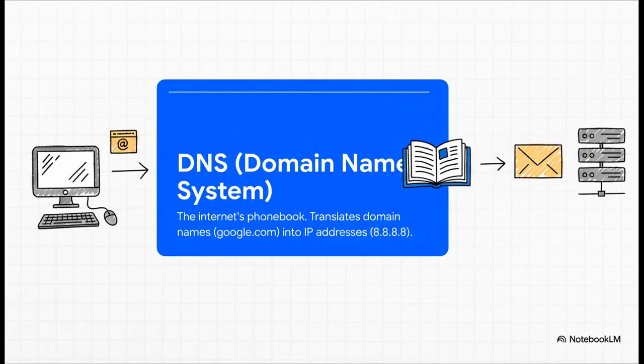And the solution to this problem is something called the DNS, or Domain Name System. And honestly, it's pretty simple. It's the internet's phone book. Your computer sends the name google.com to a DNS server, it looks it up, and sends back the right IP address. And just like that, our digital postcard finally has a proper address.